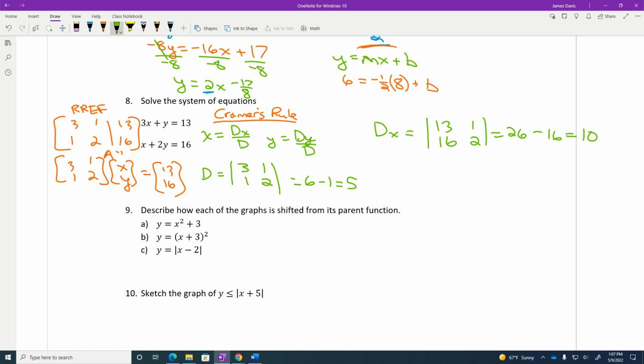Then you do the same thing for y. You do D sub y. For this one you swap the y's and keep the x's: 3 and 1. Swap the y's and put in 13 and 16. 3 times 16 is 48, minus 13 times 1, which is 13.